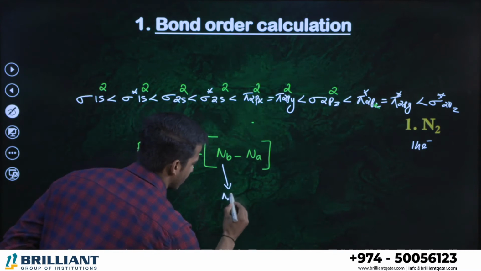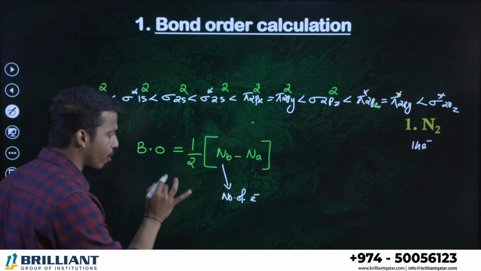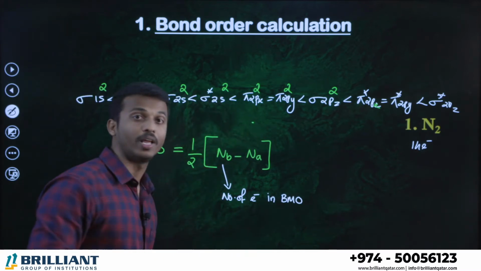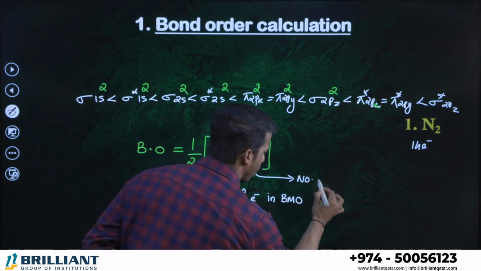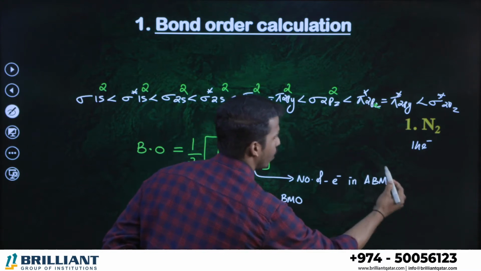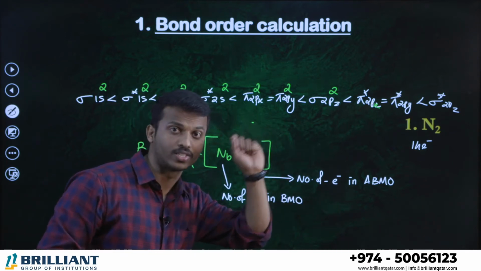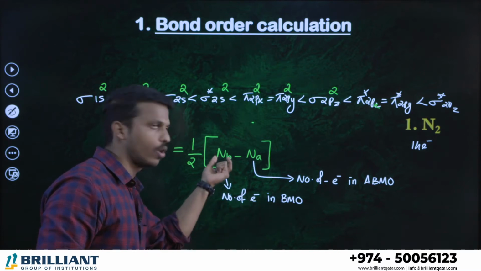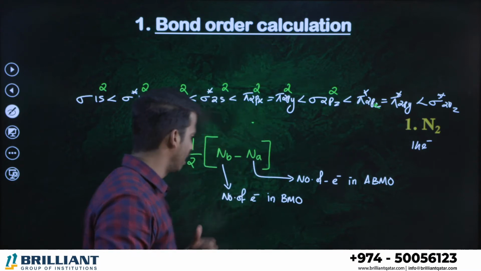NB means the number of electrons in BMO. What is BMO? Bonding molecular orbital. So what is meant by NA? It represents the number of electrons in ABMO, the antibonding molecular orbital, the one with a star. So in the BMO orbitals, how many electrons are there? That is called NB. In the ABMO orbitals, how many electrons are there? That is called NA. Let's count.